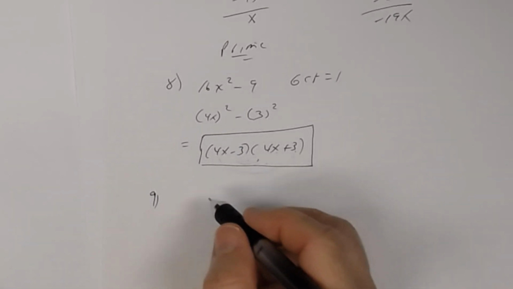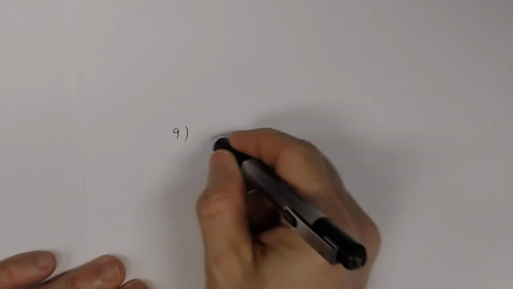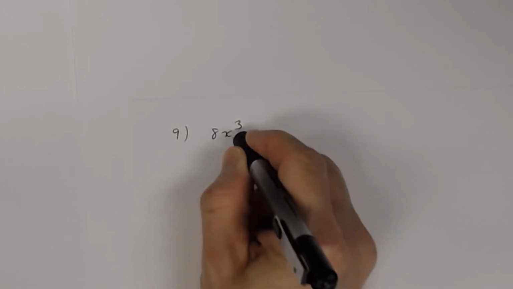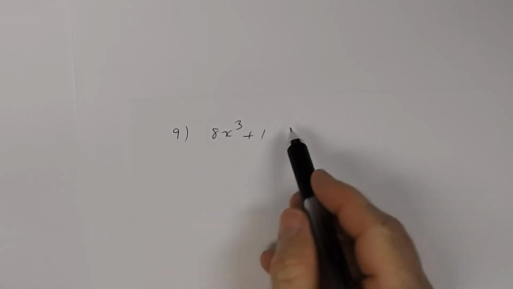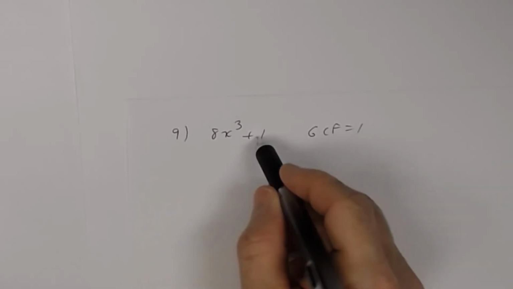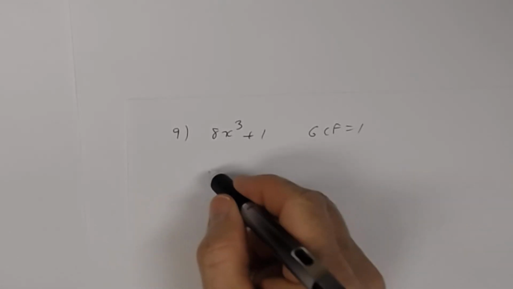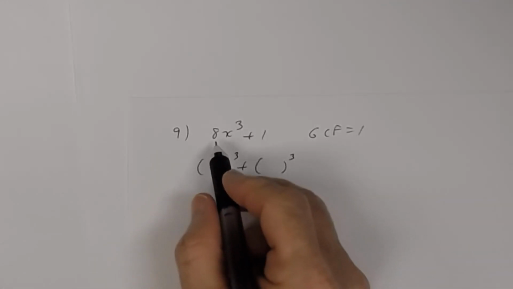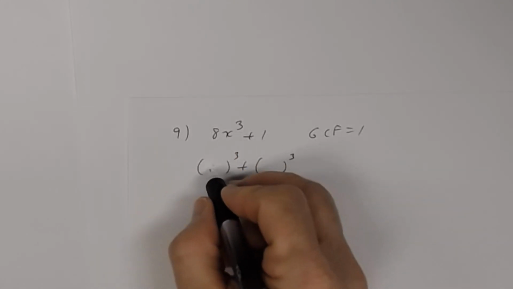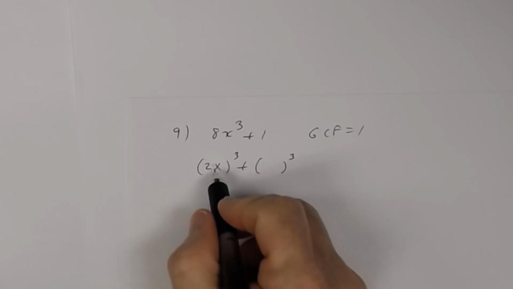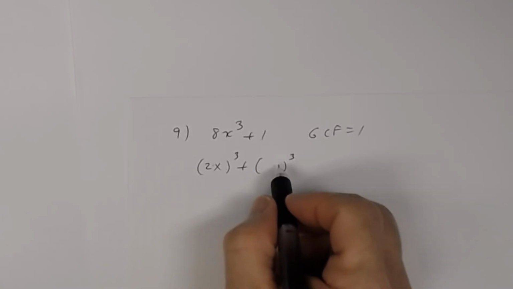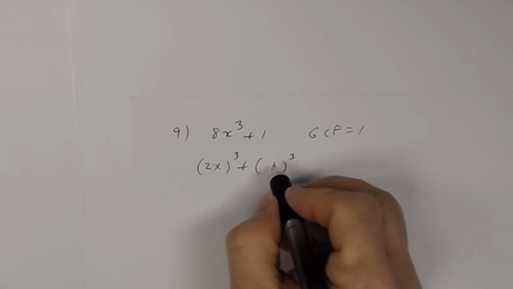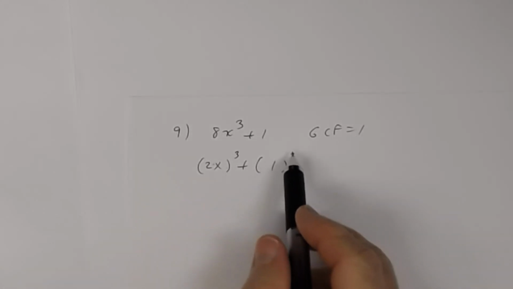All right, number 9. Let's talk about number 9. So we have 8x cubed plus 1. The GCF is 1, but I want you to notice that this looks like it's the sum of two cubes. If it is, that means I can fill in these parentheses. 8x cubed is a perfect cube, so that's 2x. 2x times 2x times 2x is 8x cubed. 1 is a perfect cube. 1 times 1 times 1 is 1.